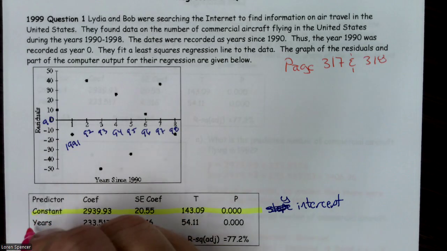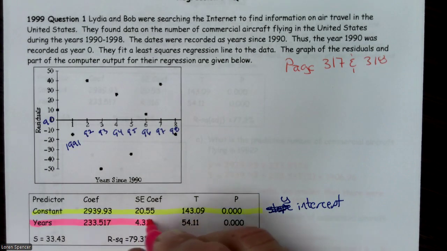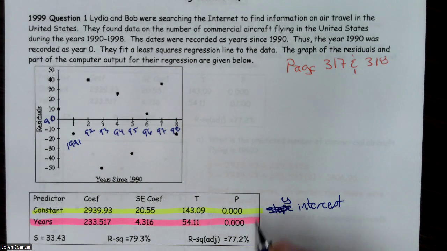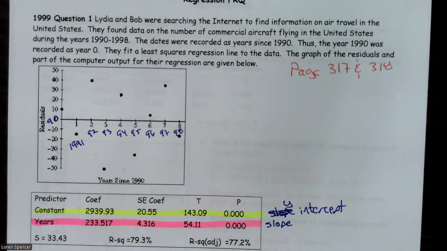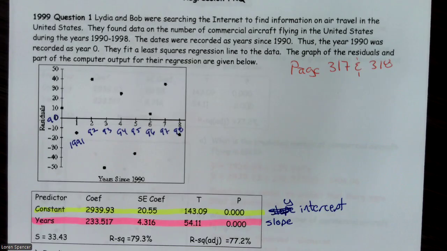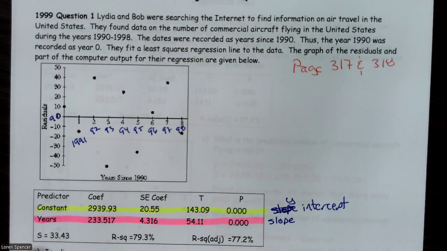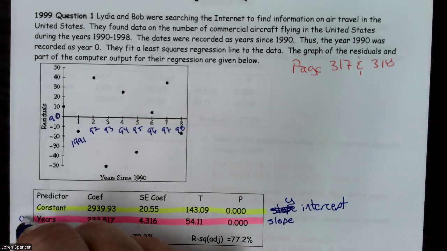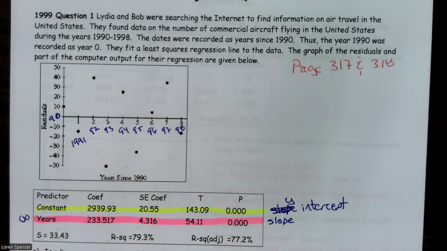And the row below it is our slope row. Kind of a short printout, but it still follows the same thing. You find the word constant, and you're good to go. You know that years happens to be our x, so that's our explanatory variable.